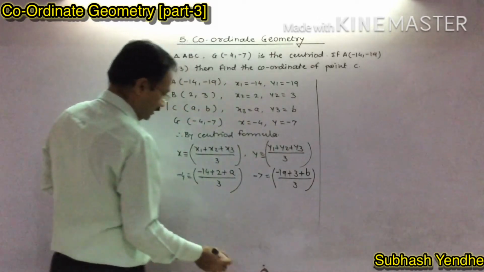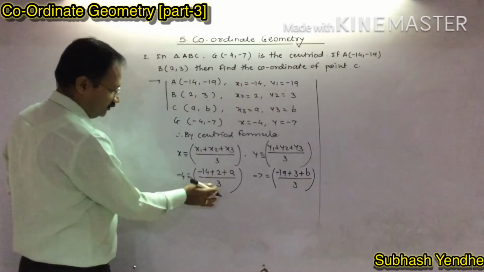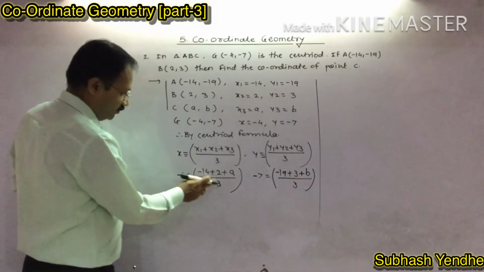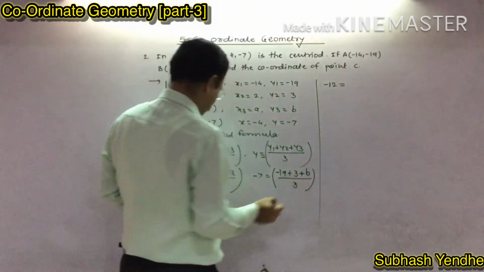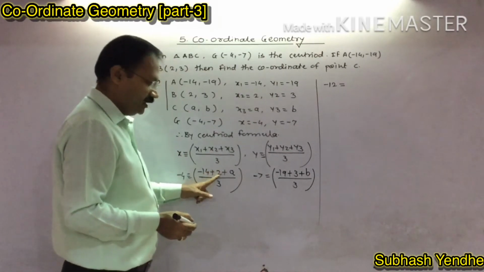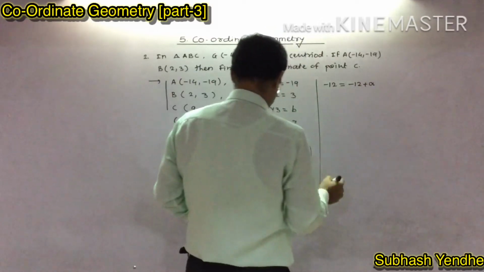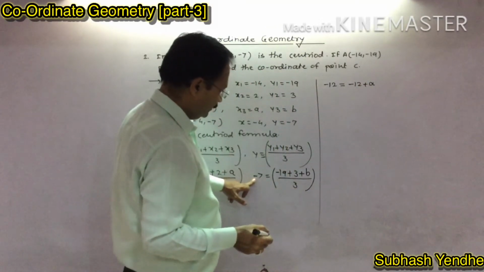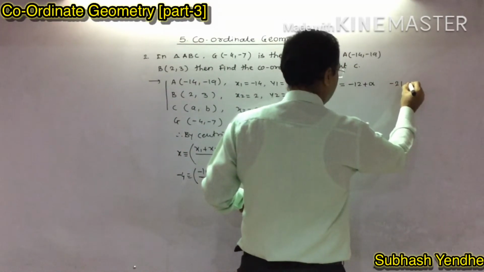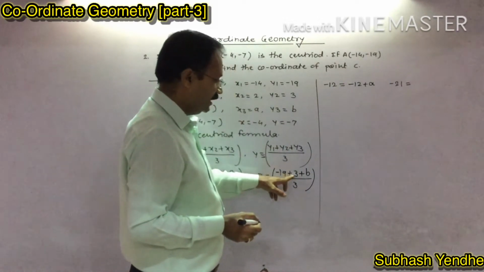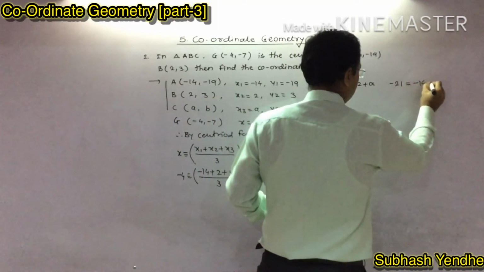So here you will get the values. This 3 is divided here, it will come on this side, so it will be multiplied. So -4 multiplied by 3 is -12 equals -14 plus 2 will be -12 plus a, and then this 3 comes on this side, so it will be multiplied. So -21 equals -19 plus 3, it will be -16 plus b.